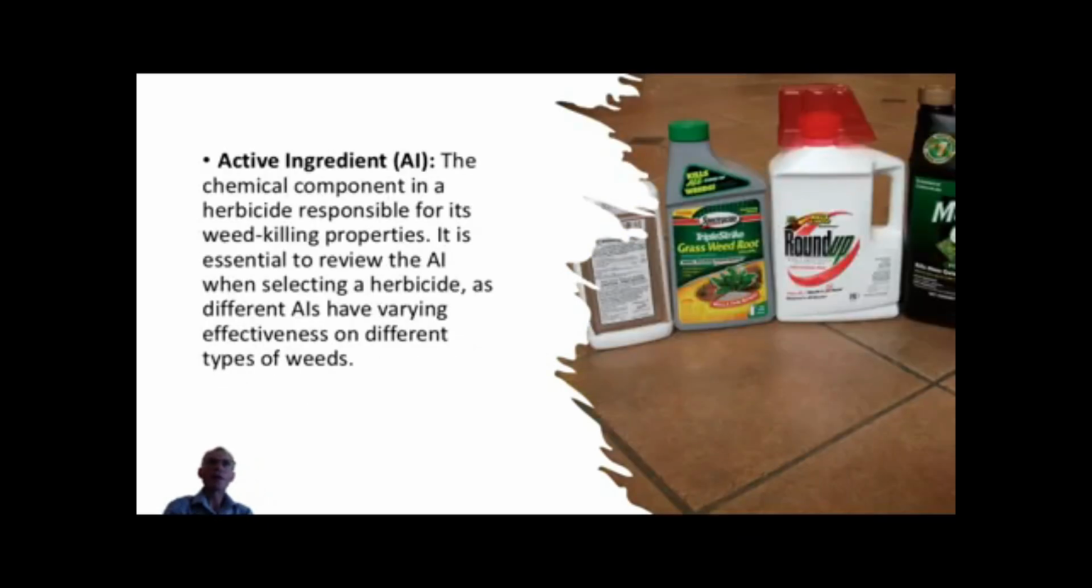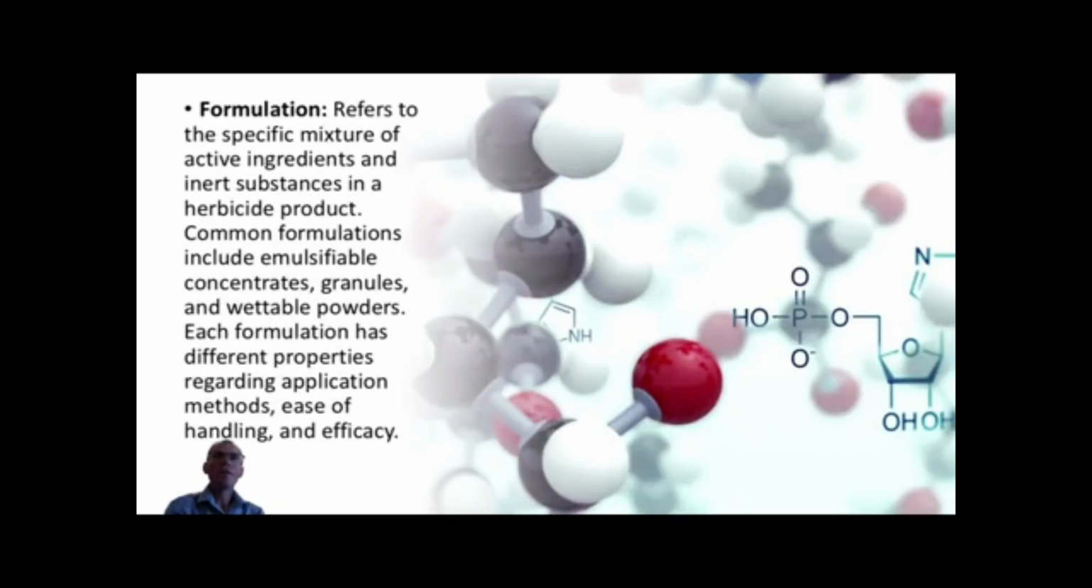Active ingredient, also known as AI, the chemical component in a herbicide responsible for its weed-killing properties. It is essential to review the AI when selecting a herbicide, as different AIs have varying effectiveness on different types of weeds. Formulation refers to the specific mixture of active ingredients and inert substances in a herbicide product. Common formulations include emulsifiable concentrates, granules, and wettable powders. Each formulation has different properties regarding application methods, ease of handling, and efficacy.